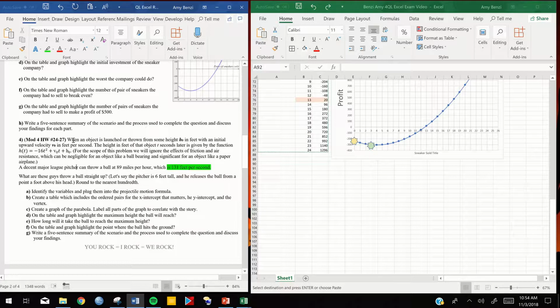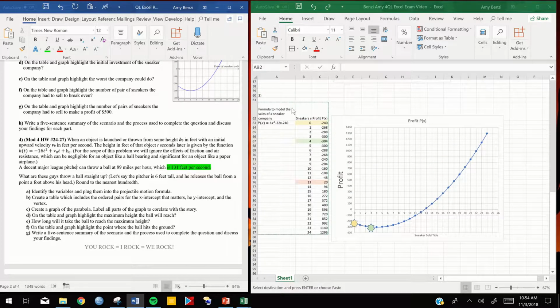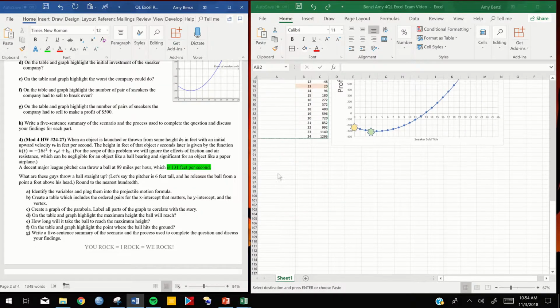Number 4 is talking about projectile motion, which is going to give us the same shape, a parabola, of a graph that we had in our number 3 in our cost according to the number of sales. For this one, we're going to talk about a function that gives us the height depending on the amount of time. And I'm looking at the height of a baseball, which is pitched by a major league pitcher. And major league pitchers can throw a ball at 89 miles per hour, which is 131 feet per second.